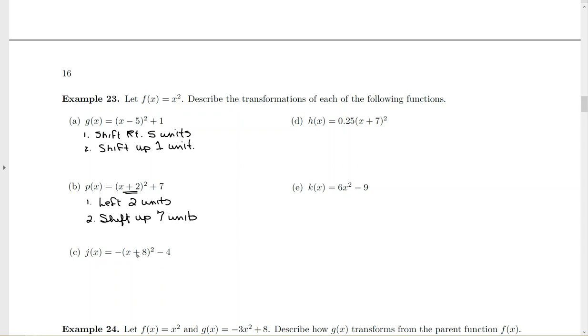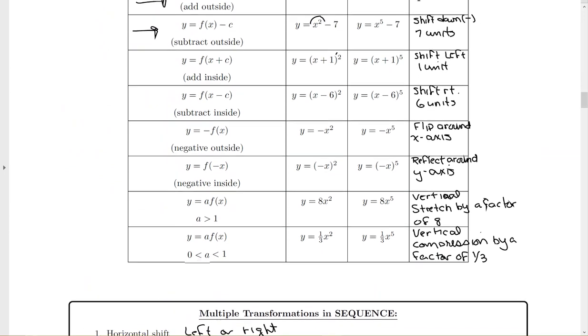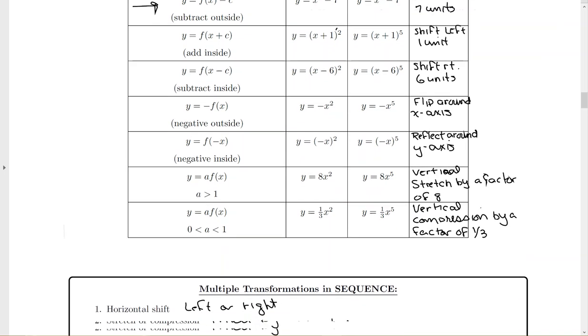For this next one, look inside the parent first, +8, so that's going to go left 8. And if you're confused by that, go back to the previous page where we had all of this going on. If we add inside the function, we showed last time that it was shift left that number of units. So that's where that's coming from.